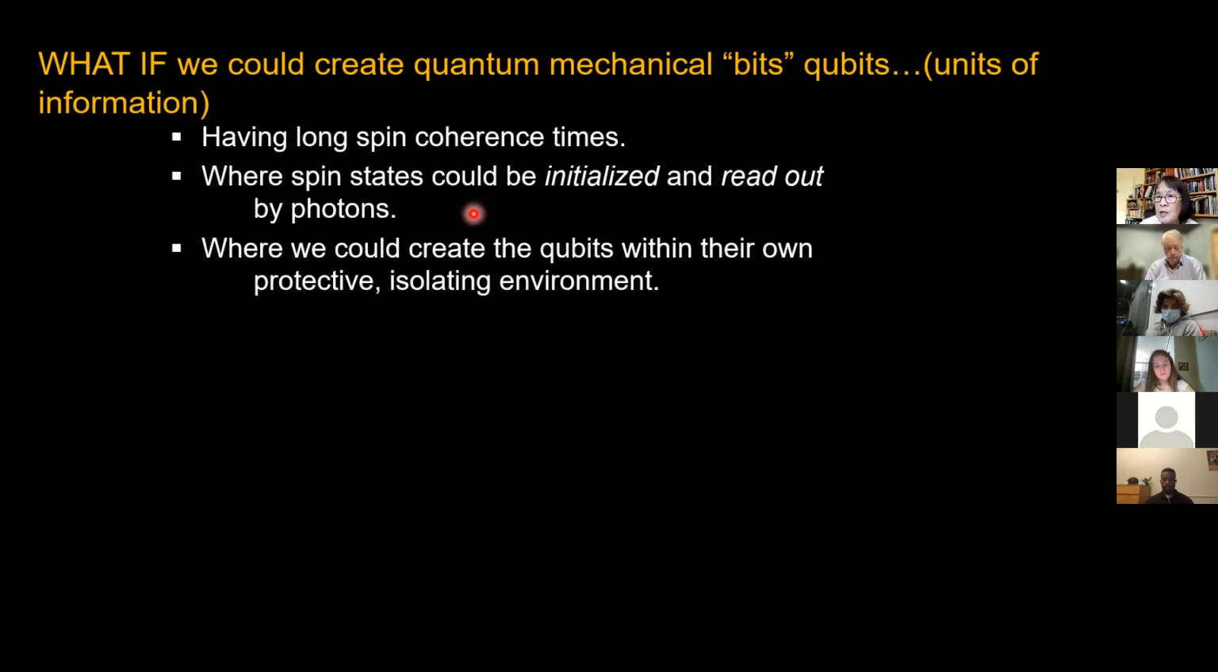And that makes it easy because we know how to work with lasers, and we know how to, non-invasively, hopefully, shine lasers on systems and prepare those states with a particular starting state. And where we could create the qubits within their own protective isolating environment so that we mitigate decoherence and we try and preserve the quantumness of our qubits for as long as possible. And suppose we had all those qubits, all these properties, and we could do it at room temperature.